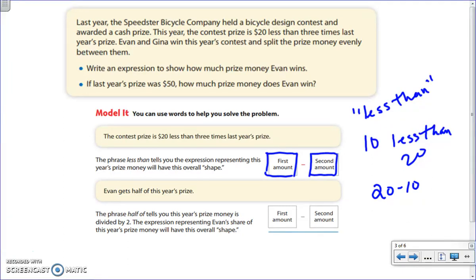It says that Evan gets half of this year's prize. So remember, we're not just talking about Evan, we're not talking about Gina, so 3 times last year's prize minus 20, divided by 2, would represent how much Evan's going to make.